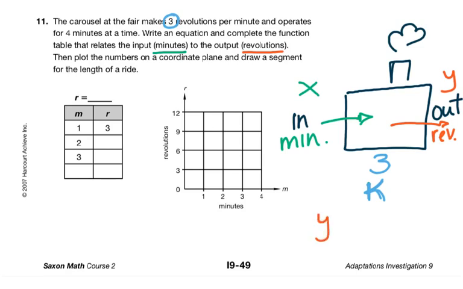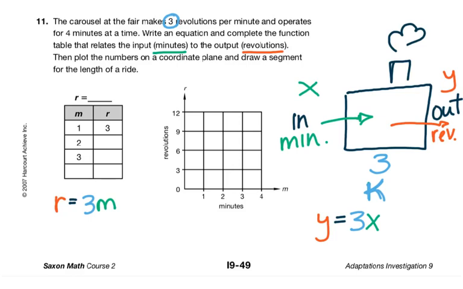So it would look like this. y equals 3x. Or in this case, they want us to use R equals 3m. They want us to use R and M for revolutions and minutes.